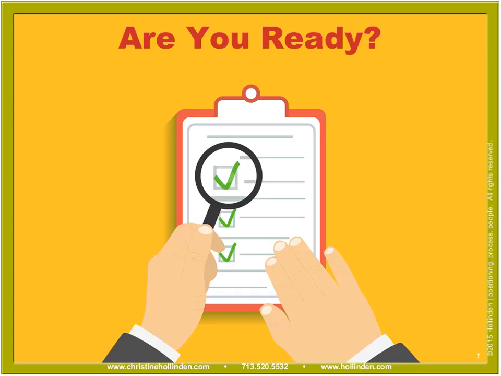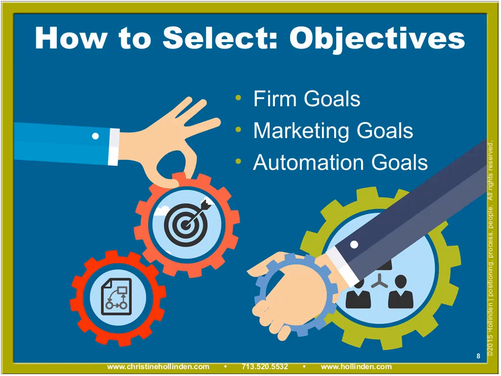When selecting your marketing automation system, you must consider variables to determine the right fit for your firm. So I'm going to go through with you how to select marketing automation software. The first step in selection is to think about your goals and objectives. What are your firm's 2015 goals, your 5-year goals, 10-year goals? What steps will it take to get there?